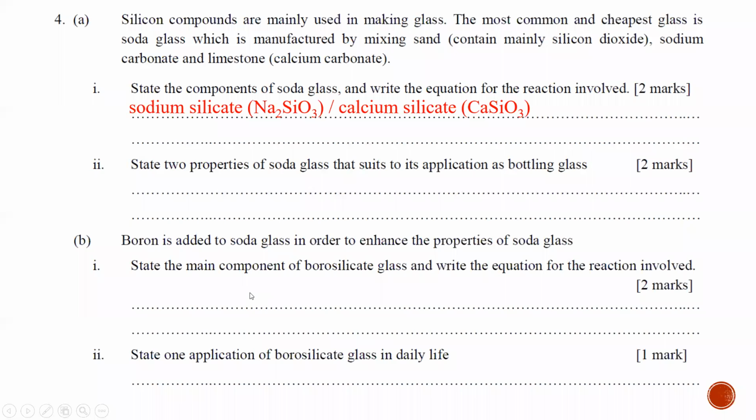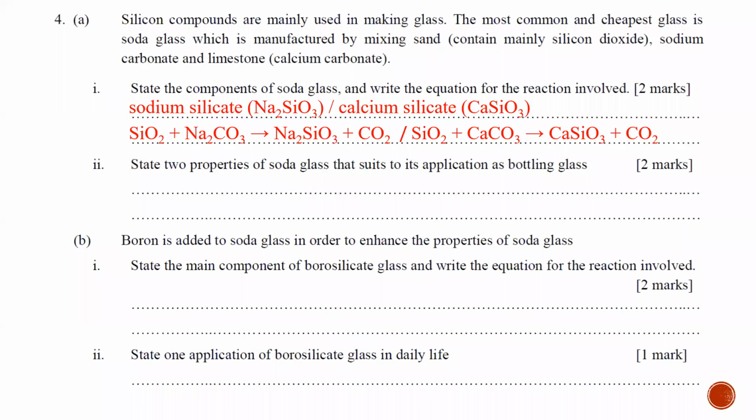So it is either sodium silicate, Na2SiO3, or calcium silicate, CaSiO3. So the equations for the balanced reactions are SiO2 plus Na2CO3 gives Na2SiO3 plus CO2, or you have SiO2 plus CaCO3 gives CaSiO3 plus CO2.